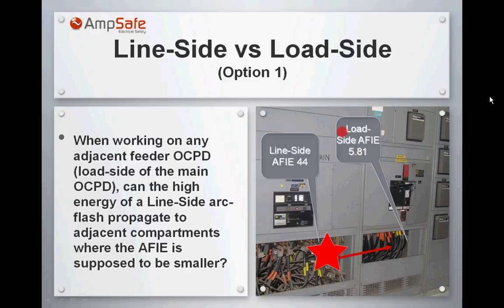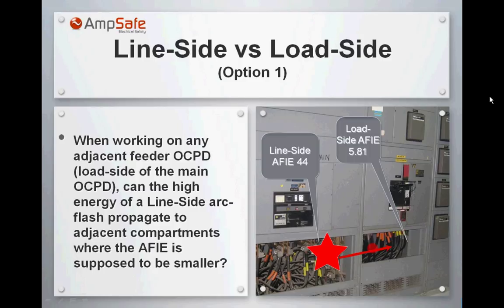So it could be kind of interesting, because if you're working on this panel with very low PPE requirements, thinking that it's a real 5.81, and then there is an arc flash here, and you have a lot of energy propagating to this section, that makes the PPE that you had before useless. You may be thinking, which procedure will I have in order to consider these line side and load side options?